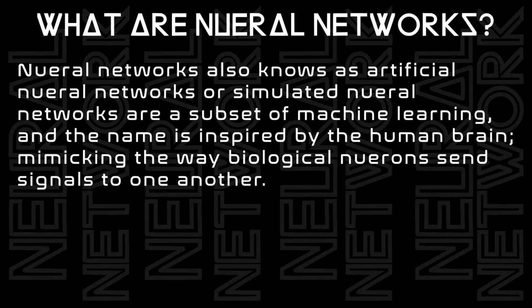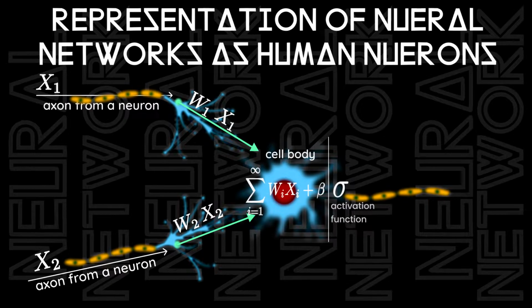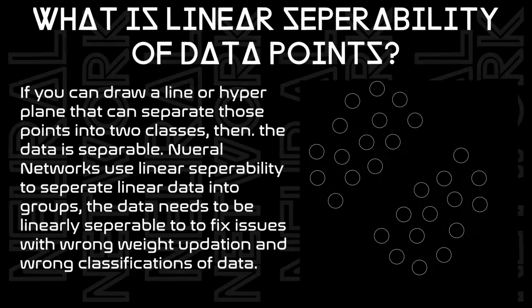What are neural networks? Neural networks, also known as artificial neural networks or simulated neural networks, are a subset of machine learning, and the name is inspired by the human brain, mimicking the way biological neurons send signals to one another.